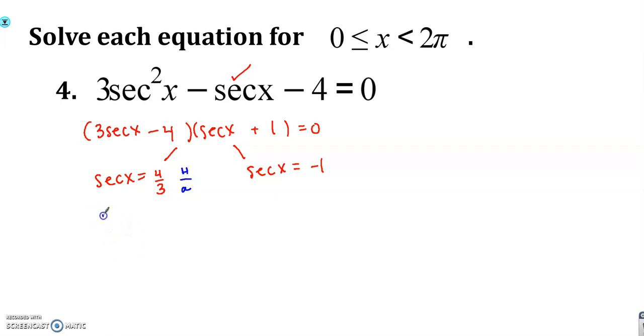Secant is going to be hypotenuse over adjacent. This is not a special right triangle, so I'm going to have to use my calculator to solve this one. My hypotenuse is 4, my adjacent is 3. To get this reference angle, I'm going to have to do inverse cosine, since there's no secant button, so I can look at the reference angle adjacent over hypotenuse. That cosine ratio is 3/4.